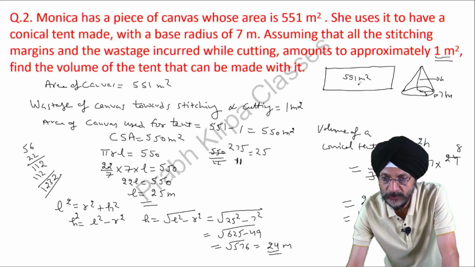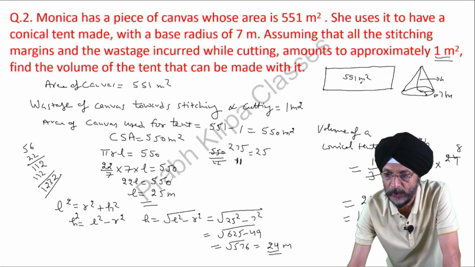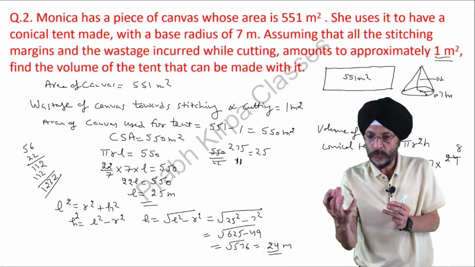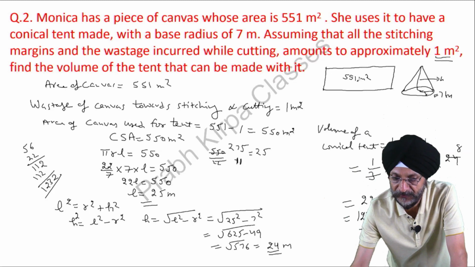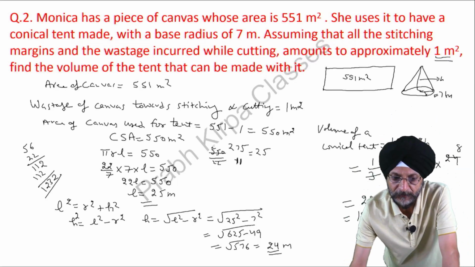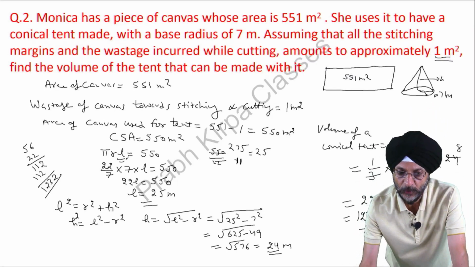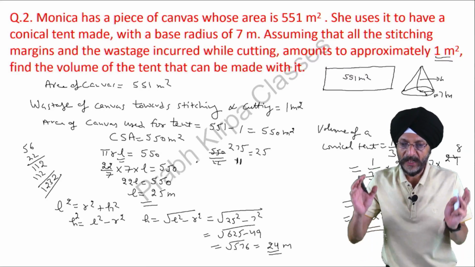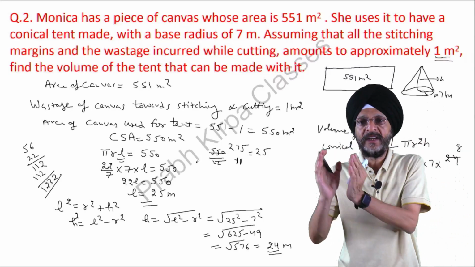So when we reduce this wastage from the total canvas which is available to us, we come to know the actual canvas which has been used for making the tent. This is 550 square meters. From that we know that the curved surface area is pi r l. From that we can calculate the value of slant height, and we also know that there is a relationship between slant height, height and radius.